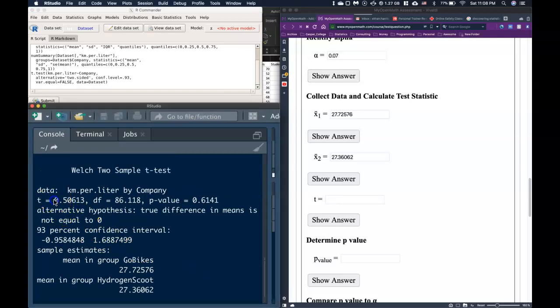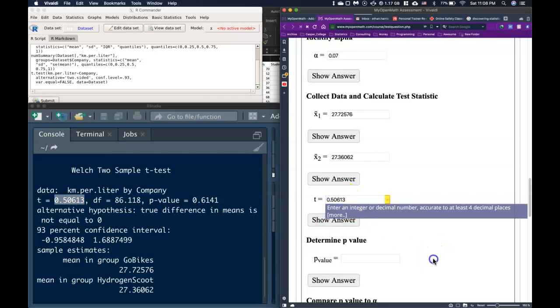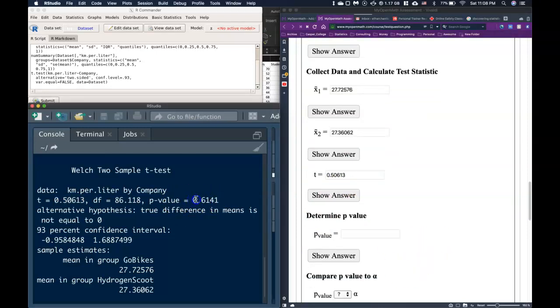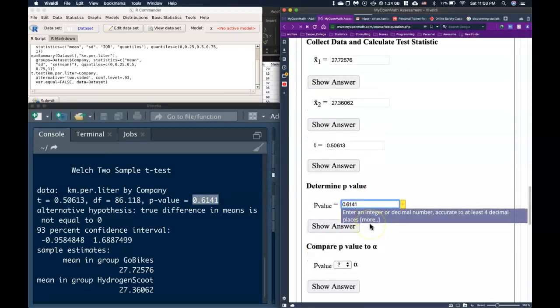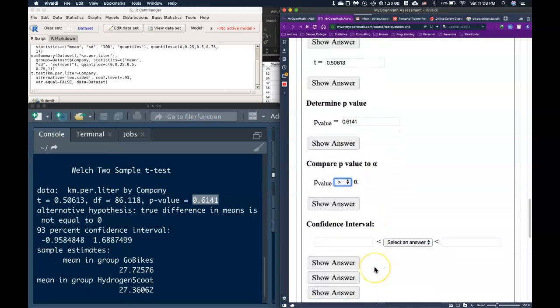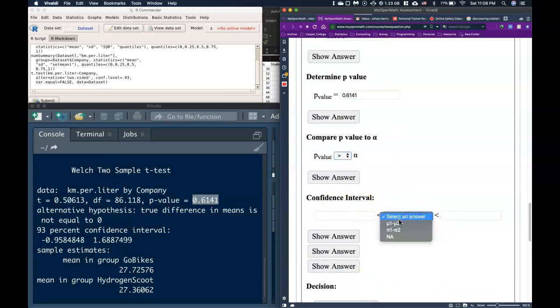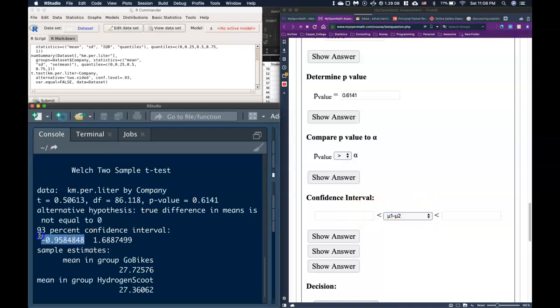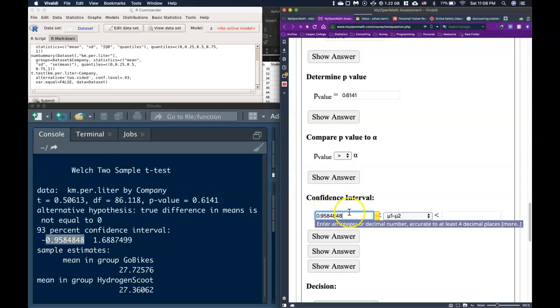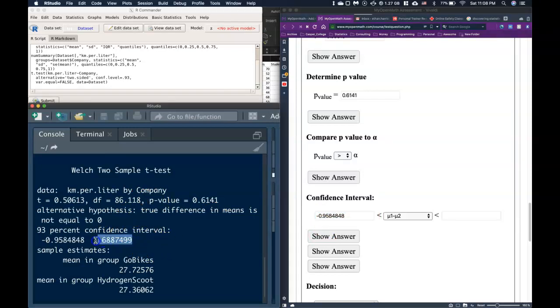And we now have our t value right here. We're going to copy and paste it. And we need a p-value, which we can also copy and paste. Our p-value is much greater than our alpha, so we can just say greater than. And let's get our confidence interval. This is where we think the true mean difference between those two is located. So we think it's somewhere between negative 0.958, whatever, and this positive value.